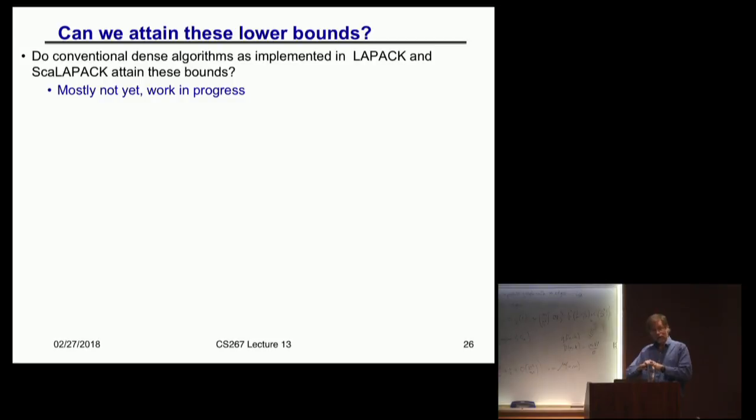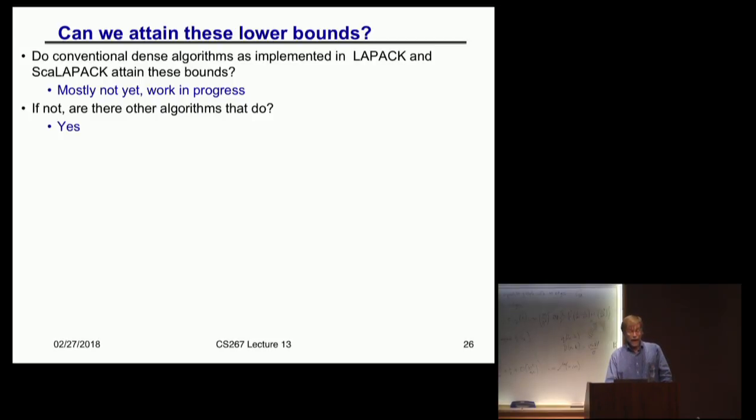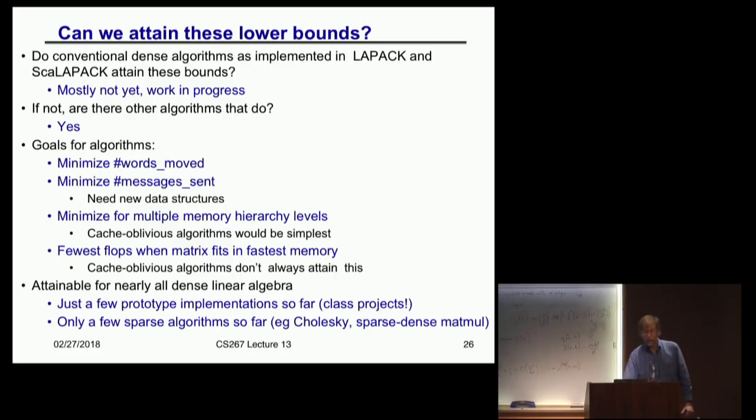So what about the libraries that I was telling you that are the standard ones that are on all these different platforms, in LAPACK and ScaLAPACK? Mostly not yet. So in fact, not even for matrix multiply in parallel do they hit the lower bound. So there's still lots of work to do. And there are lots of other algorithms that we know about, but we haven't actually gotten into the software yet. So you can think of those as class projects.